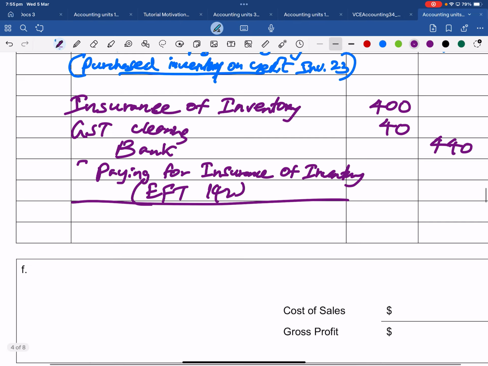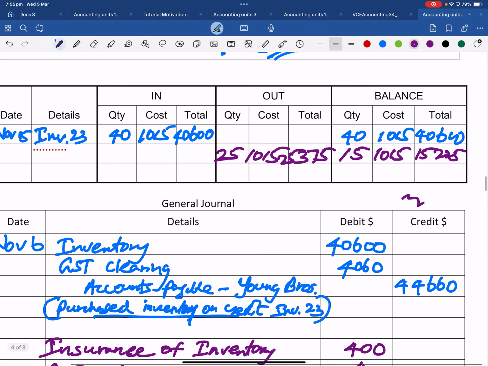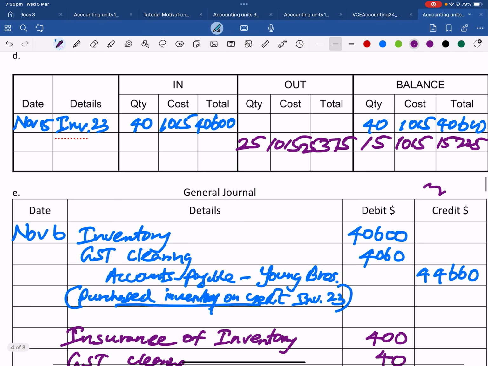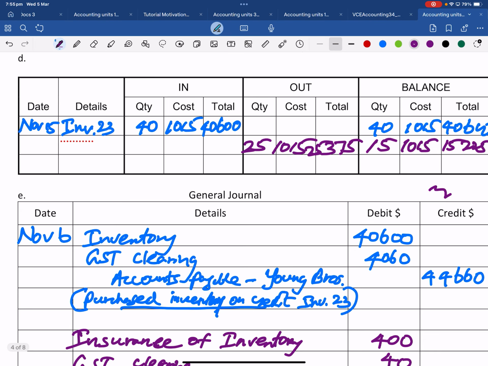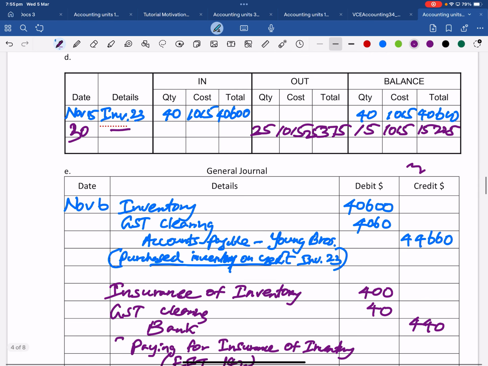Okay, guys. Any questions up to this level? Sorry, this one we don't have details here. We'll leave it, but we can record it.